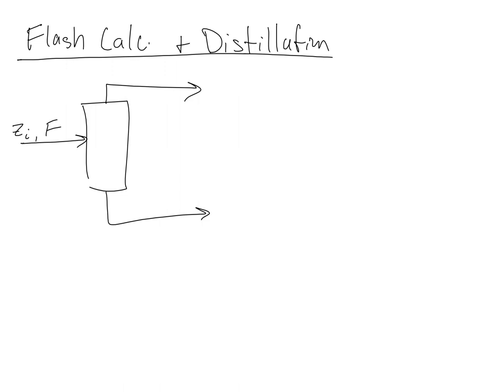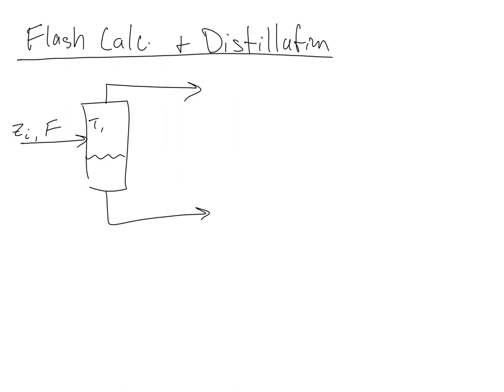In general, it's much easier to transport a liquid. If you can pressurize a fluid, you'd much rather pressurize a liquid than a vapor. So in most processes, if you can make it a liquid, it's going to be a liquid. But it doesn't necessarily have to be. So this could be a multi-phase feed to the flash drum.